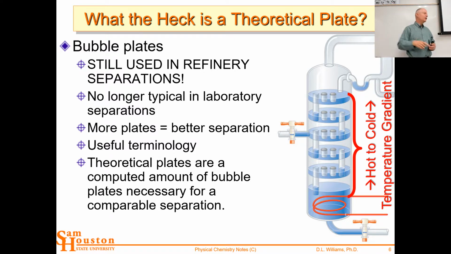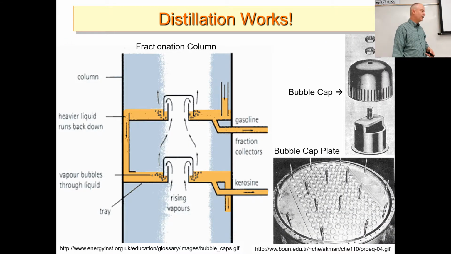And so this is how they do separations in industry. You have the temperature gradient, hot to cold. You're putting an enormous amount of electricity into the heating elements at the bottom. Most often this is crude oil. So they're heating up the oil at the bottom, and all of those volatile components are going up through the bubble plates. So let's zoom in on the bubble plates.